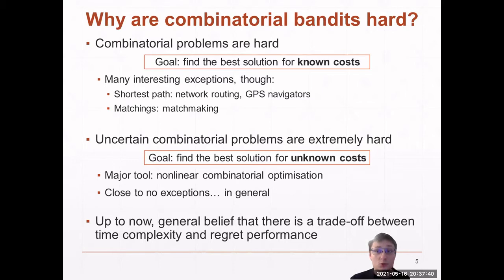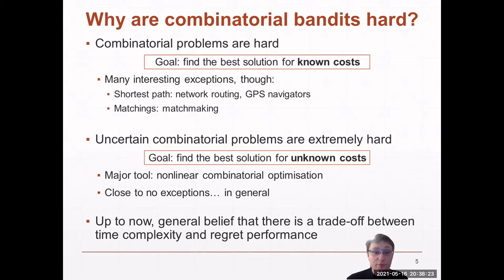But why is this problem interesting to study? First of all, there's the adjective combinatorial, which is related to combinatorial problems. And these problems are already quite hard. So the goal in combinatorial optimization is to find the best solution for known costs. For example, you might want to find the shortest path in a graph when the costs are the congestion on each road. In general, these problems are very hard, meaning that you don't have a polynomial time algorithm to solve them. You have many interesting exceptions, such as the shortest path or matchings.